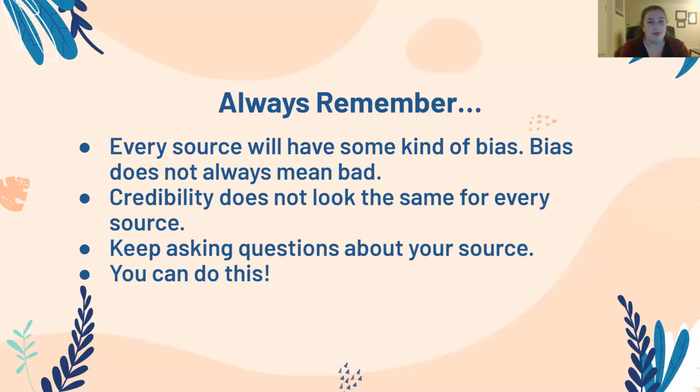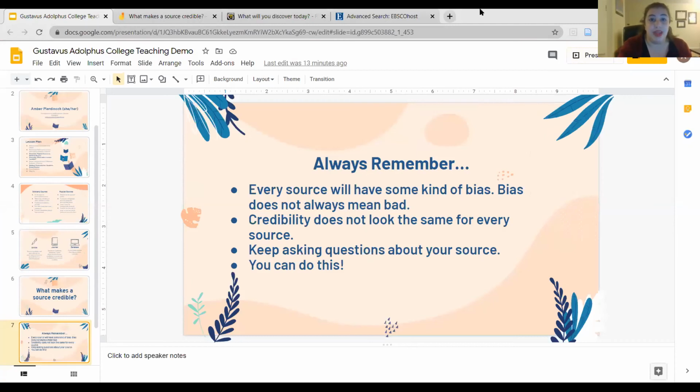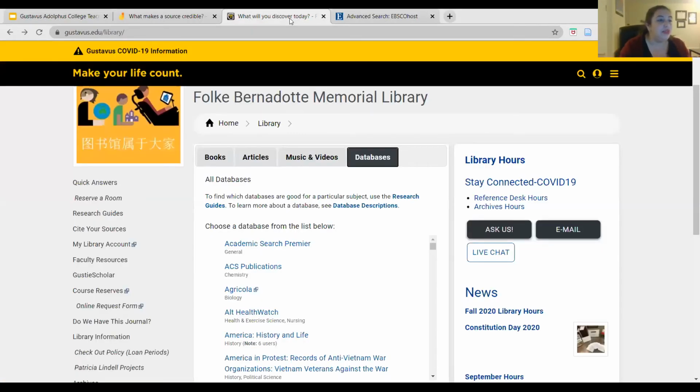So even if you don't remember everything that we discussed today, and I know we talked about a lot, always remember to just keep asking questions about your source. Asking questions will get you to start thinking critically about the information that you're seeing and allow you to start to draw your own conclusions about research. And finally, I want you all to remember that you can do this. Yes, research is a trial and error process, but you are all capable of doing it. And if you have any questions about anything at all, please feel free to contact me and we can work through your questions together.